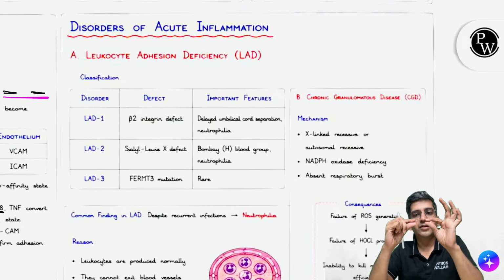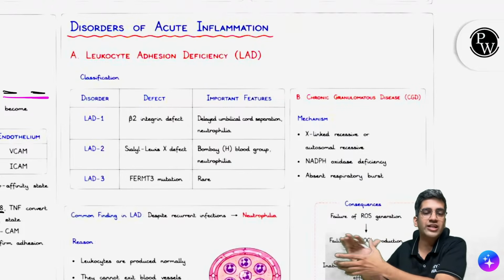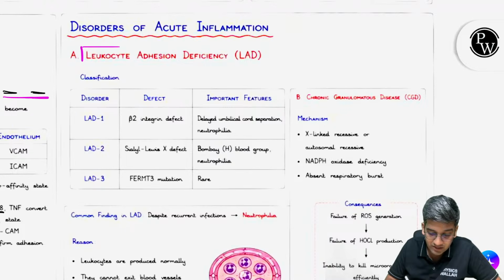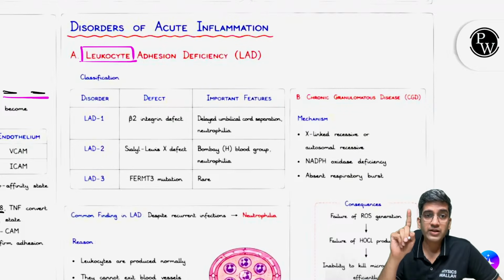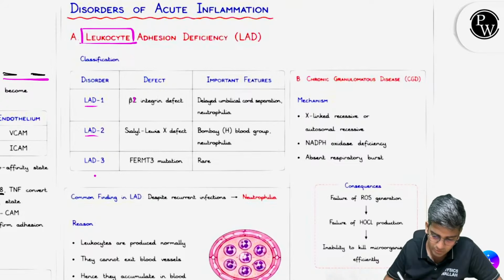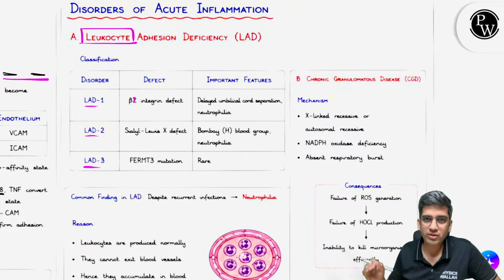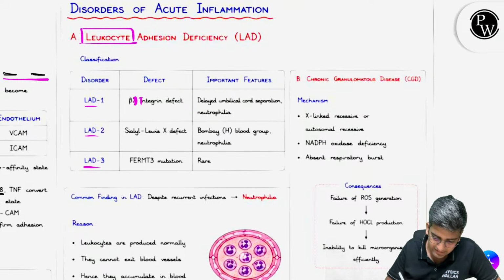When this rolling adhesion is not happening, my WBC cannot go outside, cannot kill them. We call them, see, the word is important, leukocyte adhesion deficiency. So the problem is in the leukocyte adhesion, not in the WBC count. Fine, please do remember them, right? So you have LAD1, LAD2, LAD3. LAD3 is rare, ignore them. If you can write. LAD1 is integrin. One looks like I, right? It's integrin's defect. Fine.